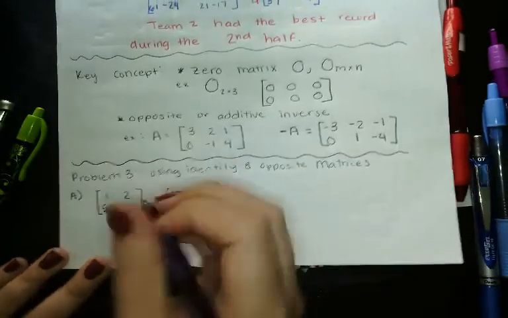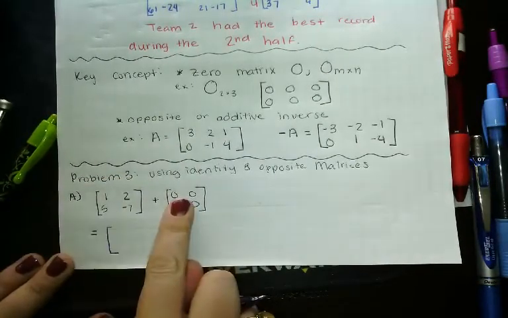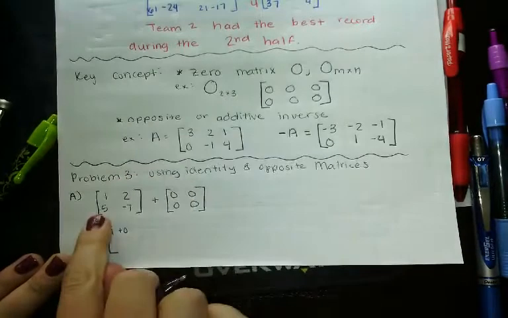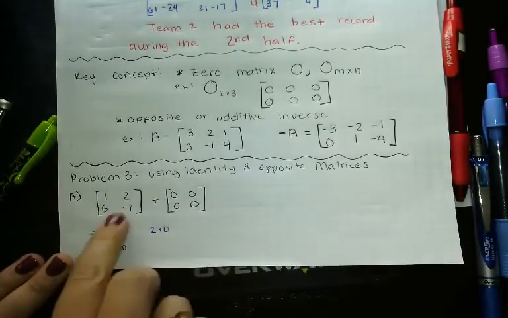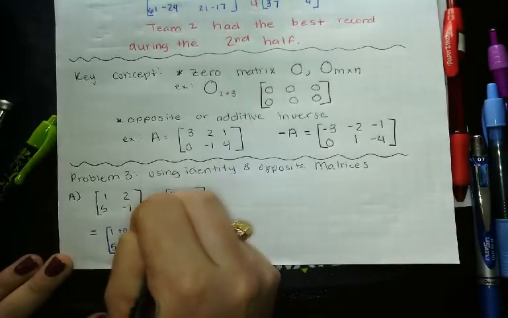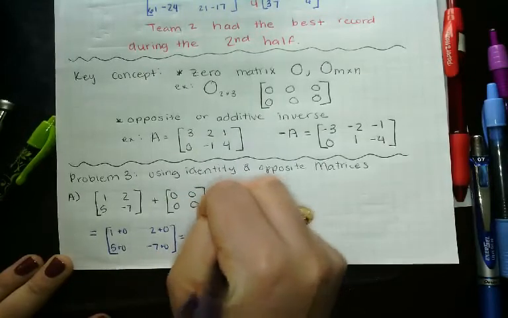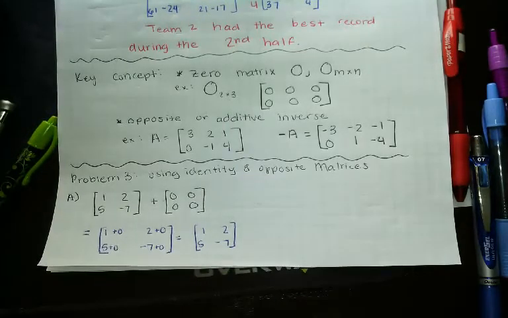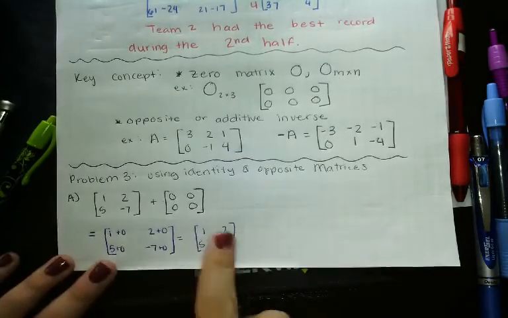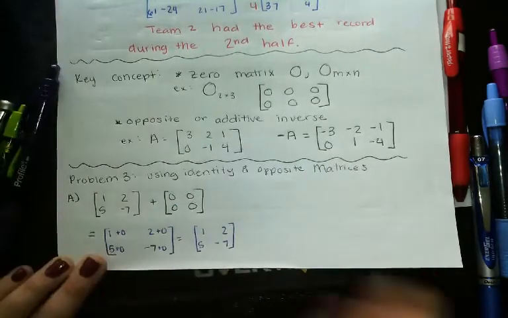For this, all we have to do is just add them together. So we're going to do equals 1 plus 0, 5 plus 0, 2 plus 0, negative 7 plus 0. And when we add 0, it doesn't change anything. 1, 2, 5, negative 7. That's why it's called an identity. It's just like if we times something by 1, it doesn't change anything. If we add something by 0, it doesn't change anything. It's the same identity. So this is an identity matrix right here. So it's using the identity to just get what we originally started with.